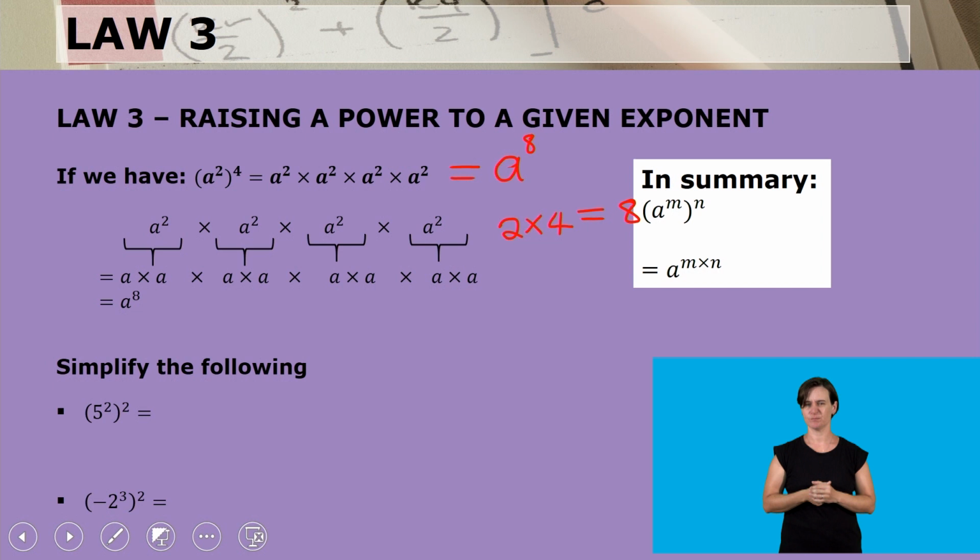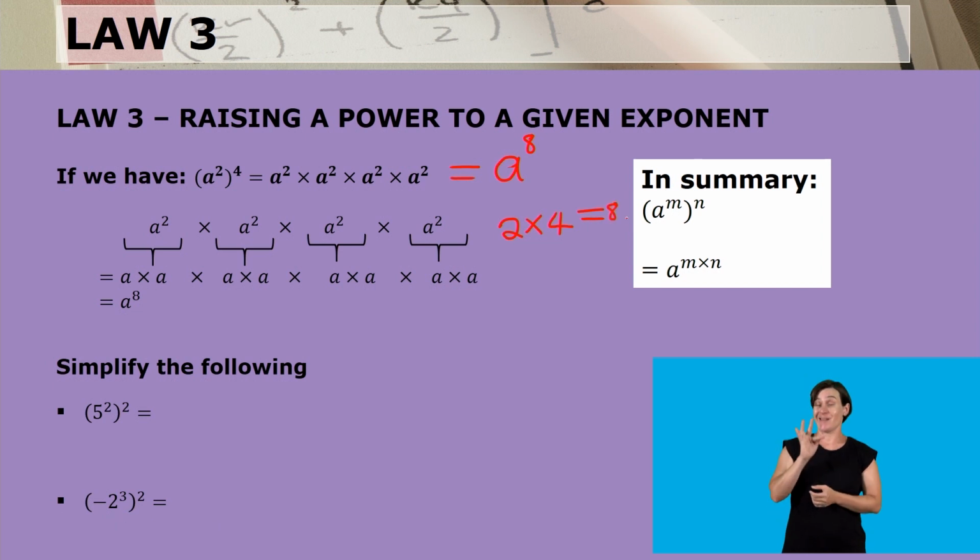We can summarize to say that if we now have a power that is raised to an exponent, all we need to do is just multiply those two exponents and we will get our answer, just as we have seen in the previous examples.